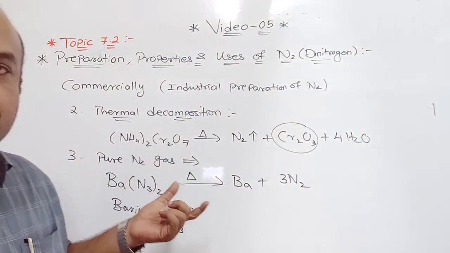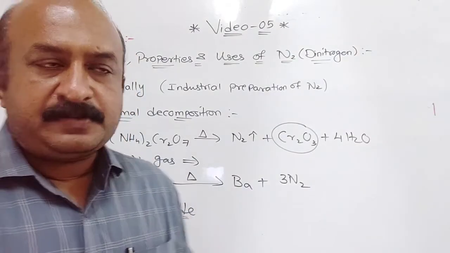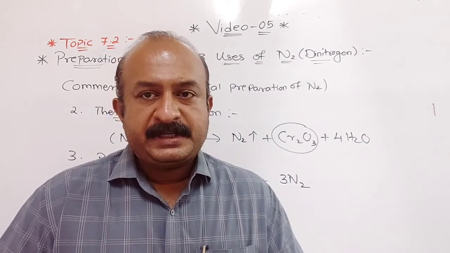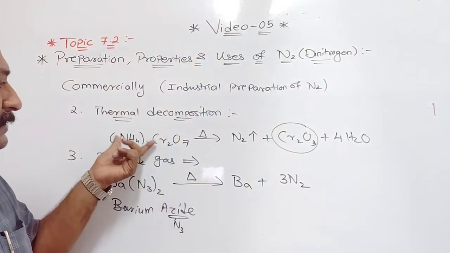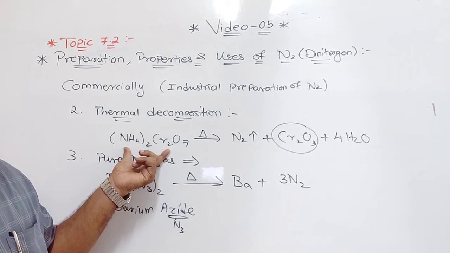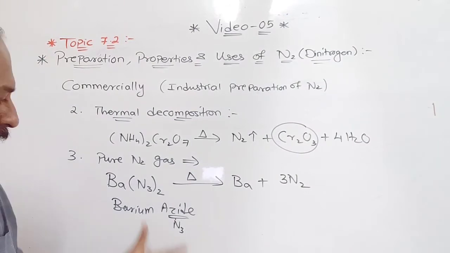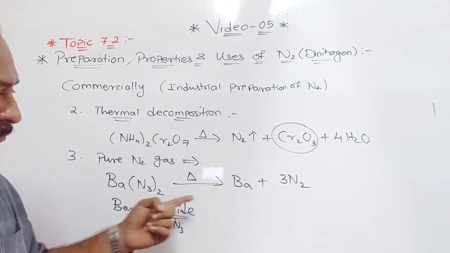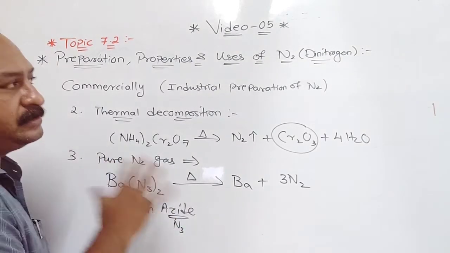So three methods we have seen. One is commercially, by separation from air, that is by liquefaction of gas. Clear? Why does nitrogen come first? Because its low boiling point, 77.2 Kelvin. Then the second method is thermal decomposition, that is heating of ammonium dichromate. In this case, heating it, you will get N2, Cr2O3 and H2O. Another method, for pure N2 gas, is barium azide. What do you get? Ba plus 3N2. Understood?